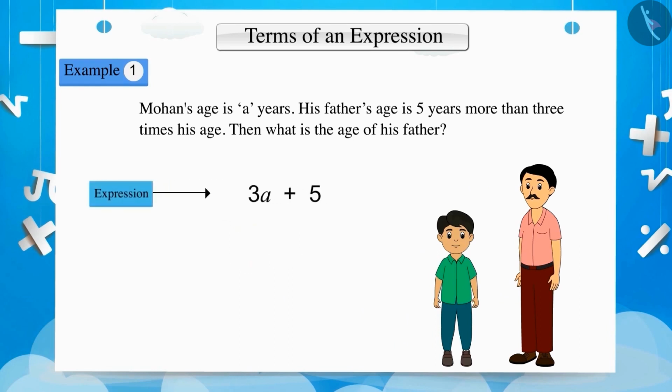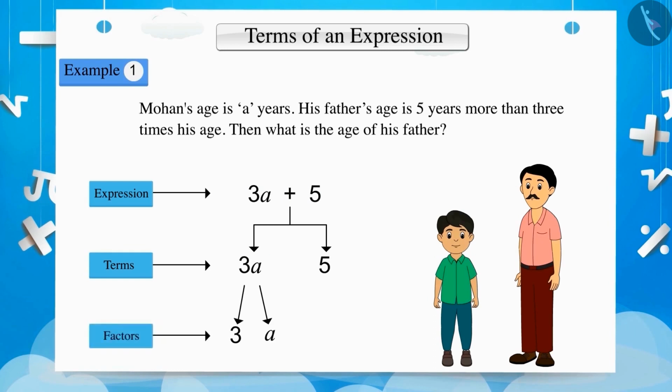If you look at this expression carefully, you will notice that it has two terms. The first term is formed by the product of 3 and a, and the second term is 5. Thus, 3 and a are the factors of the first term. Now, let's understand another example.